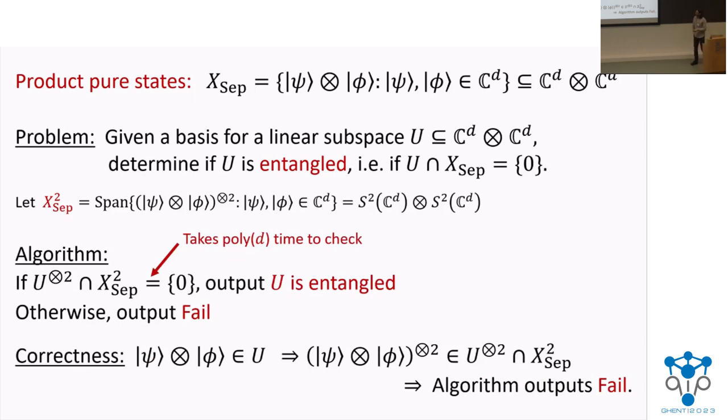So here's this algorithm again, a little more concrete. You just check if these spaces intersect. If not, you output that U is entangled, and otherwise you output fail. And this algorithm is correct in that if U contained a separable state, then the algorithm will always output fail. Because if, say, psi tensor phi is in U, then psi tensor phi tensor twice is of course in U tensor twice, and it's also in X sep 2. This is a one-sided algorithm for this problem.